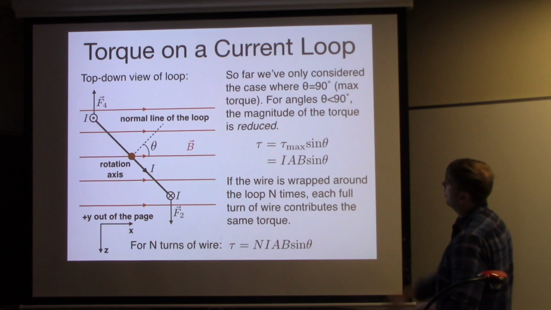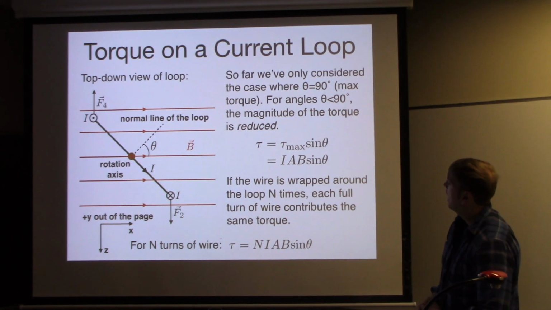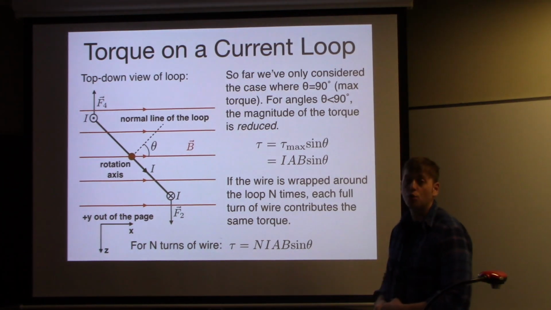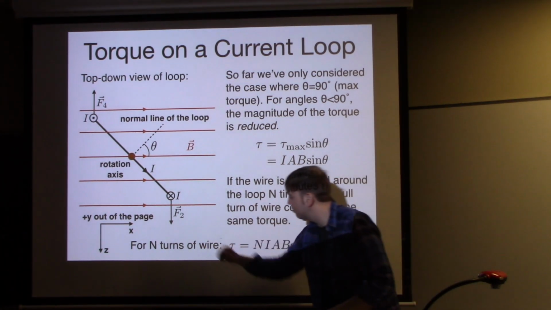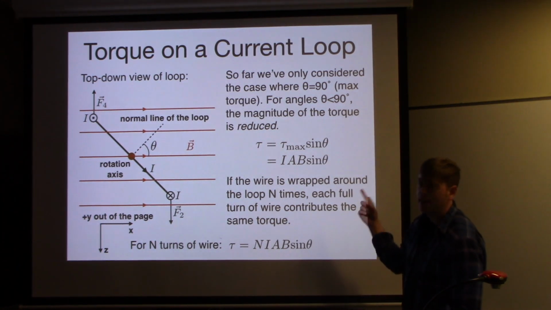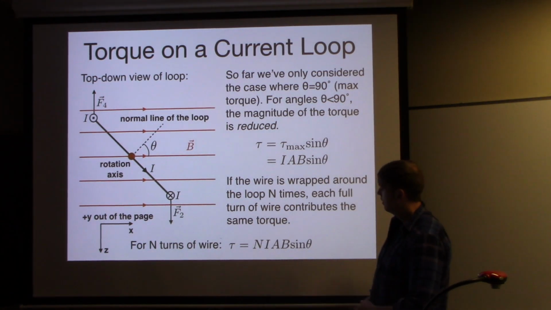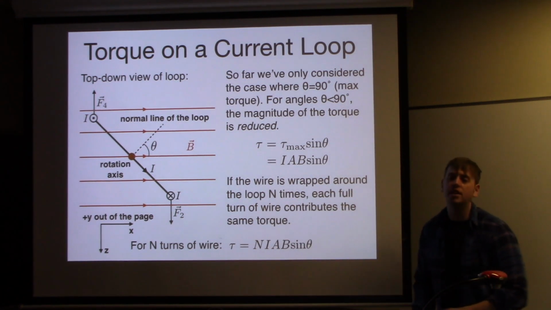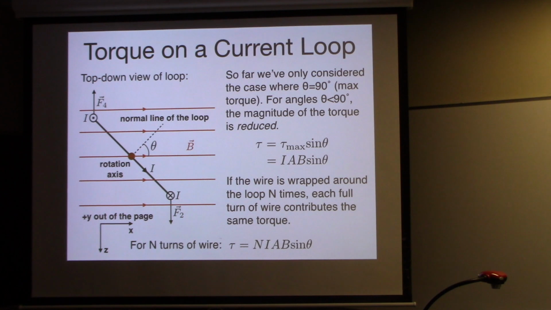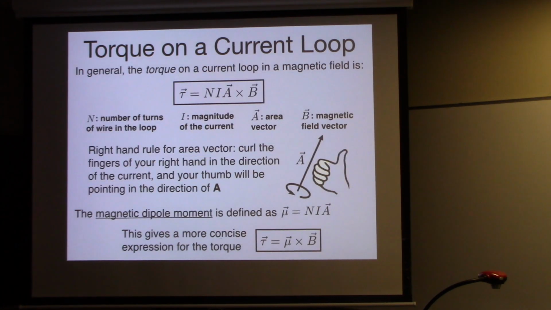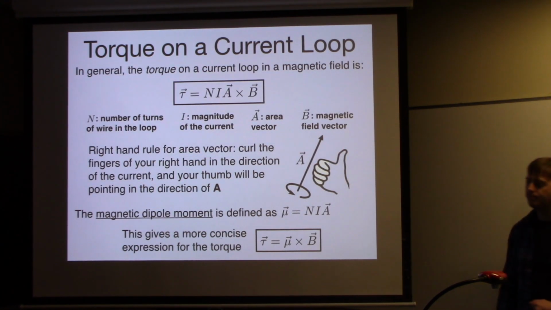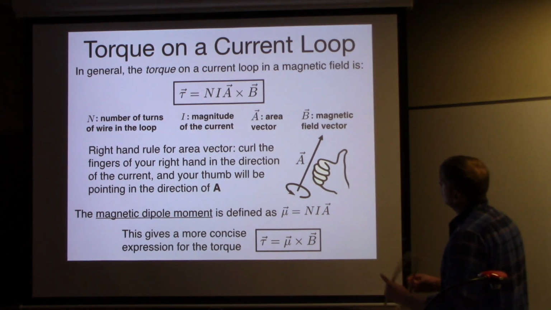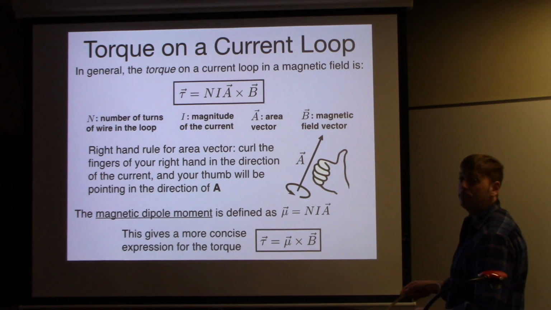So let's say that the wire is wrapped around the loop n times, and each full turn of wire contributes this much torque. So if we've got n turns of wire, then we're just going to multiply that torque times n. So then we have n times I times A times B times sine of the angle theta. That's going to be our expression for the torque. All right, so we're finally there. What is the general expression for the torque of a current loop in a magnetic field?